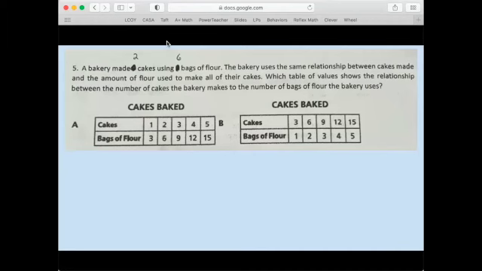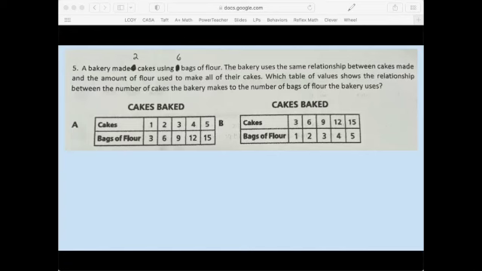A bakery made 2 cakes using 6 bags of flour. The bakery uses the same relationship between cakes made and the amount of flour used to make all of their cakes. Which table of values shows the relationship between the number of cakes the bakery makes to the number of bags of flour the bakery uses?